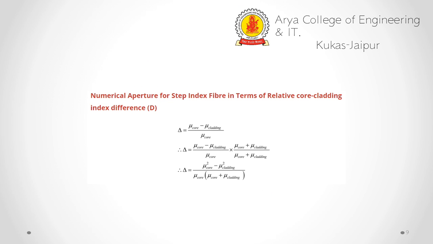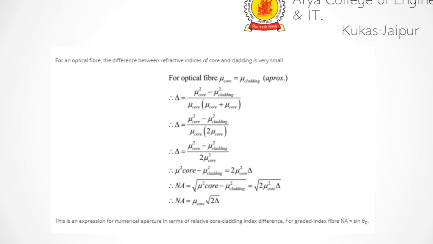Now, the numerical aperture for a step index fiber in terms of the relative core-cladding index difference, delta, which can be written as Δ = (μ_core − μ_clad) / μ_core. Solving it using simple mathematical rules, we multiply and divide the delta value by (μ_core + μ_clad), and we get Δ = (μ_core² − μ_clad²) / (μ_core (μ_core + μ_clad)). For an optical fiber, the difference between the refractive indices of core and cladding is very small. Therefore, we can write μ_core ≈ μ_clad. It is an approximate value.